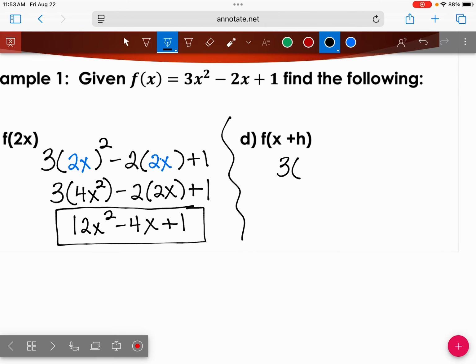Question 3. 3 times something squared minus 2 times something plus 1. And this time, we got an x plus h. Wait, I have a question about the last one. Yes. Why did we keep the square on there? For 12x squared? Because 3 times 4x squared is 12x squared. Okay.